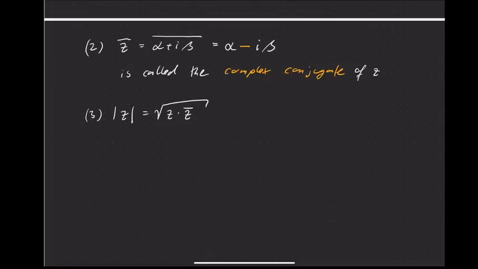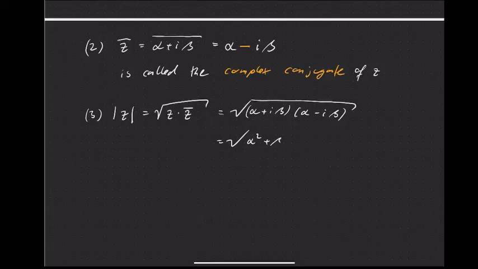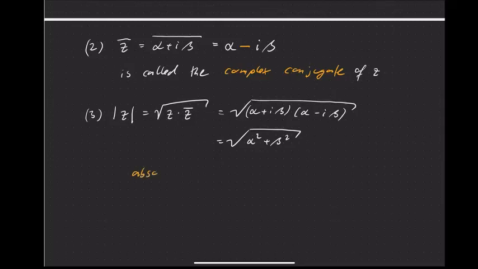And to see what that does, so what we have here is alpha plus i beta. We multiply by alpha minus i beta. Well, what do we get? We get alpha squared minus i squared beta squared. Minus i squared is plus 1. So that's plus beta squared. Okay, that is called the absolute value of z.